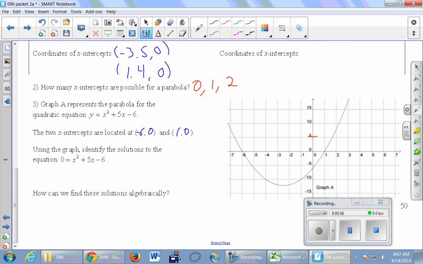Where is y equals 0 on the graph? You're giving me the answers. You're one step ahead. How do I find y equals 0 on the graph? There's y equals 5. There's y equals 10. Where is y equals 0? It's on the x-axis.